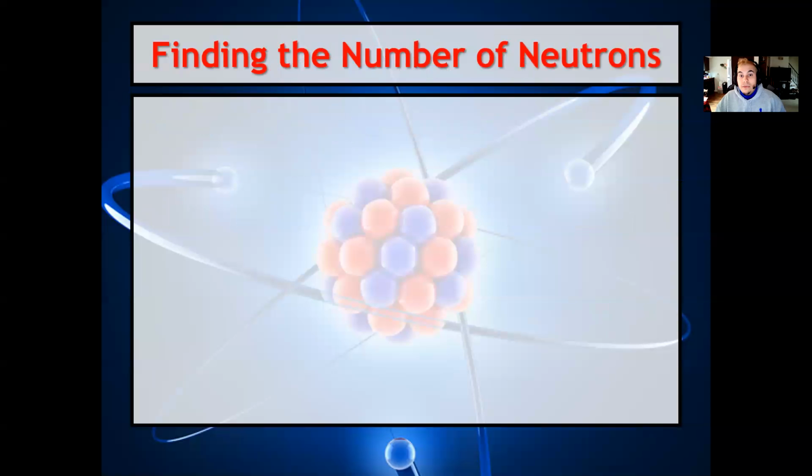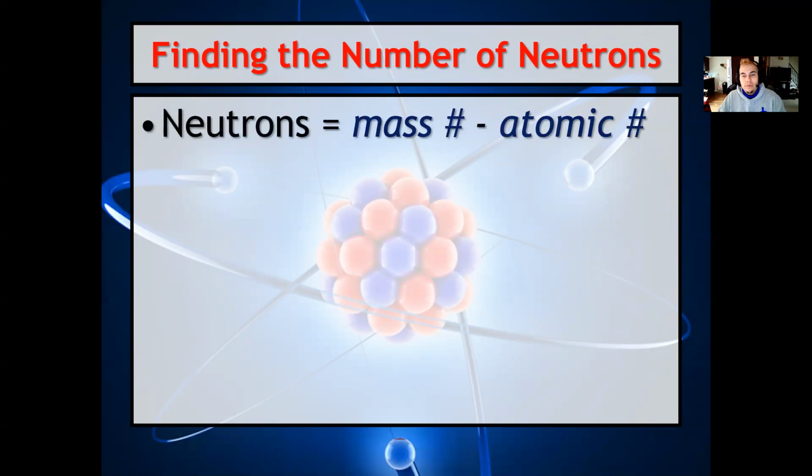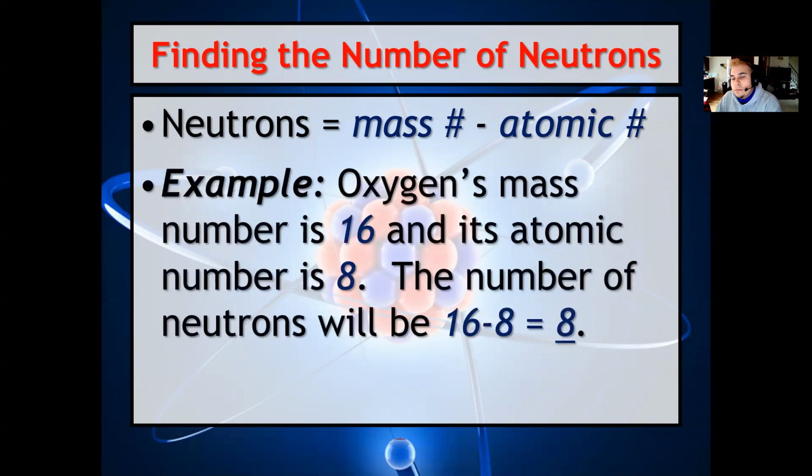Okay, so finding the number of neutrons. I gave you a little brief overview of what that was. Neutrons, you're going to find that by taking the difference between the mass number and the atomic number, or you can just take the mass number minus the atomic number and you'll get that. Example, right? So we're using oxygen again. I rounded up its mass number, or its atomic mass, and that was the number 16. We know that the atomic number of oxygen is 8. So if we take 16 minus 8, that should give us the number of neutrons.